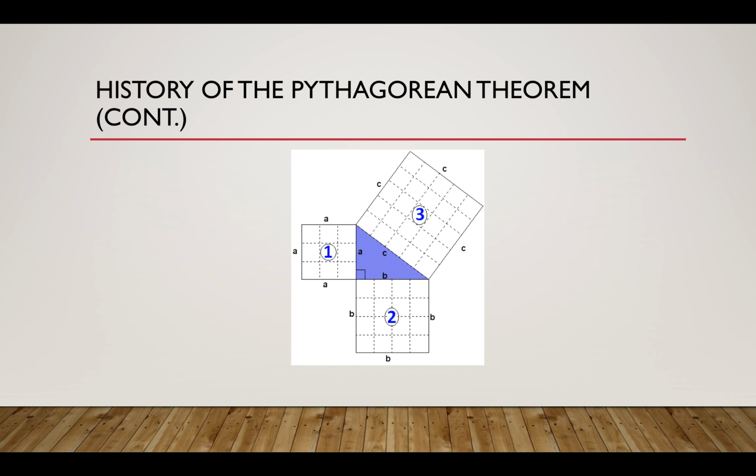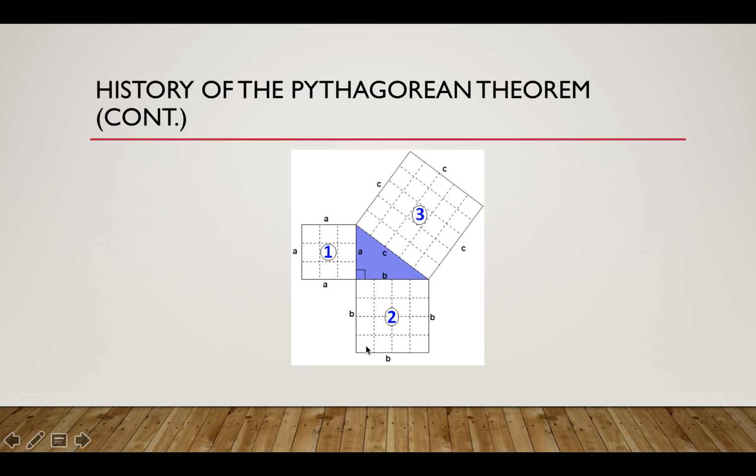So quite simply, if you count the number of boxes in each square, for the first one, you'll find that there's 1, 2, 3, 4, 5, 6, 7, 8, 9. And then for side B, there will be 1, 2, 3, 4, 5, 6, 7, 8, 9, 10, 11, 12, 13, 14, 15, 16 boxes.